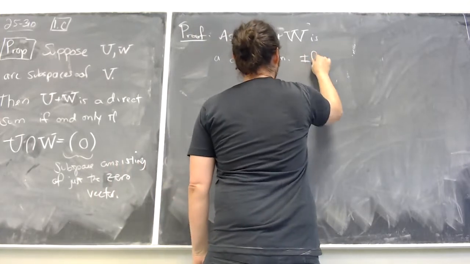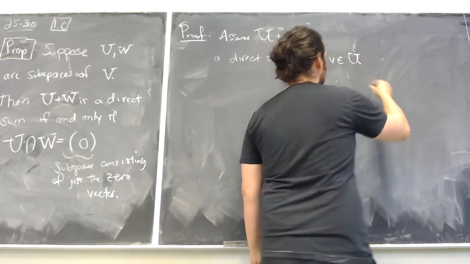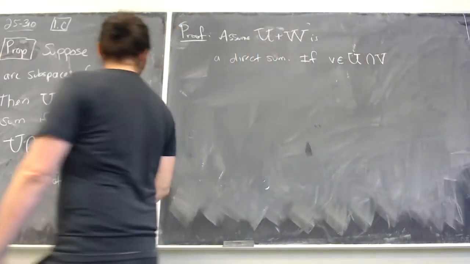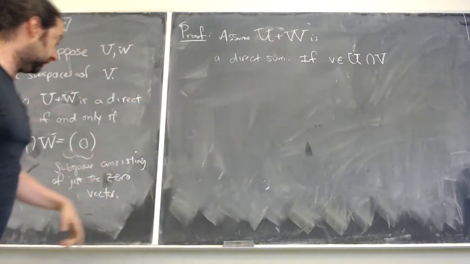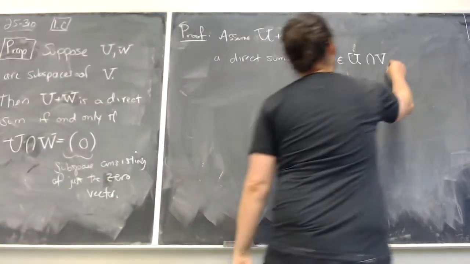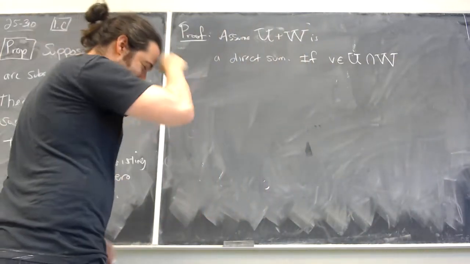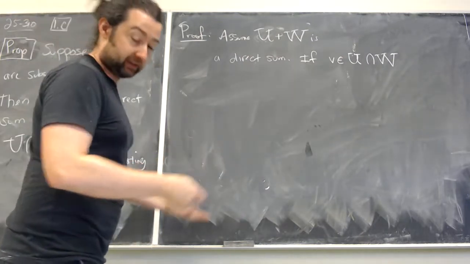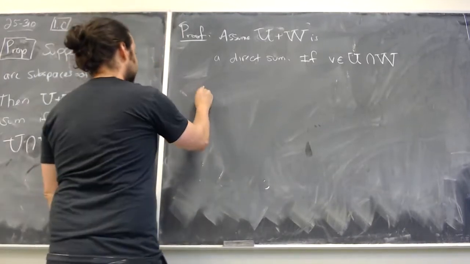So if v is an element of the intersection of U and W, this is what we're doing with this. So we're going to show that the only vector that can live in here is the 0 vector. W. Jesus Christ. All right, W, W, W. Okay, if v is an element of the intersection of these sets, I even got it right in my notes and I keep messing it up.